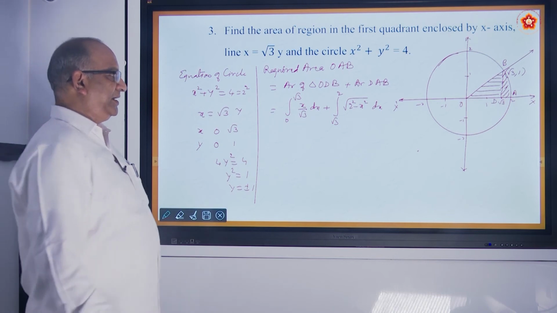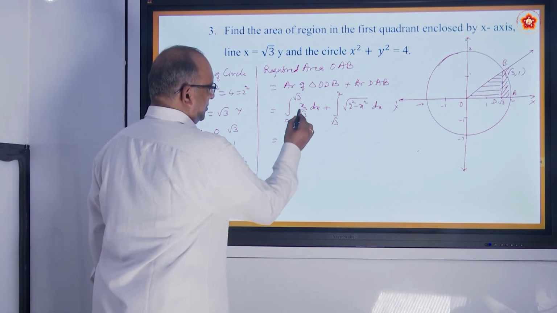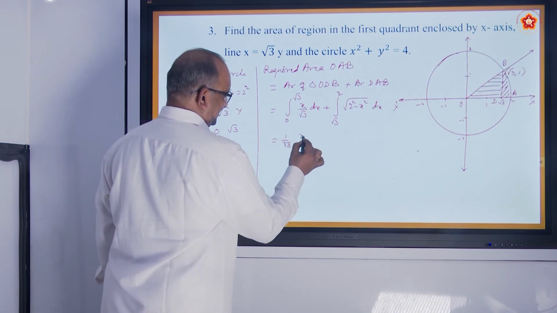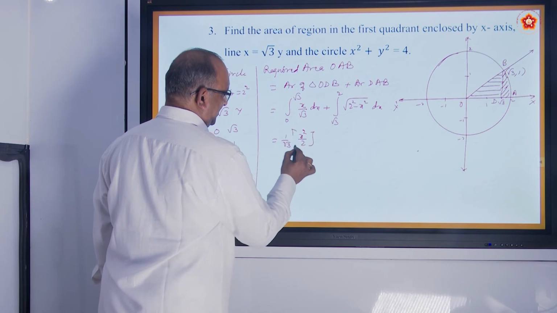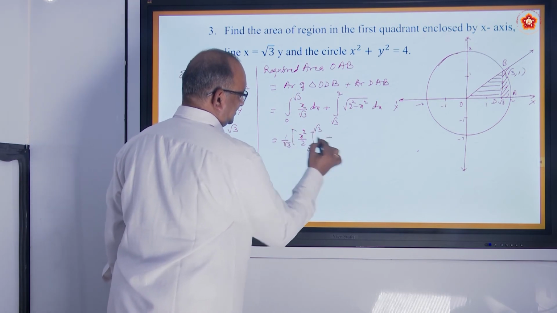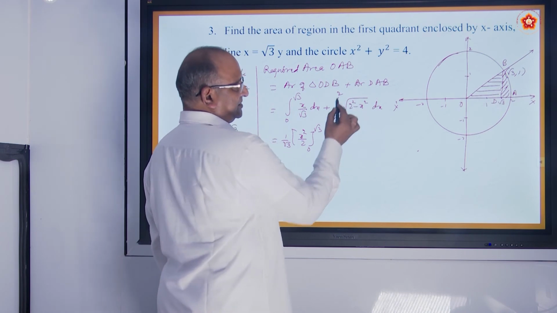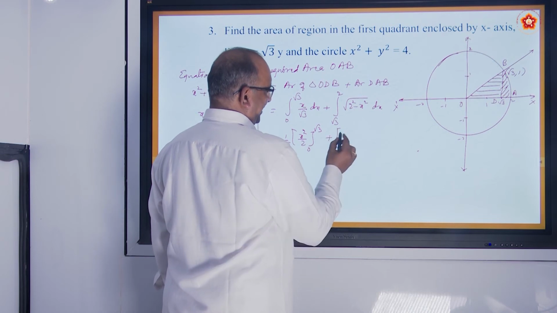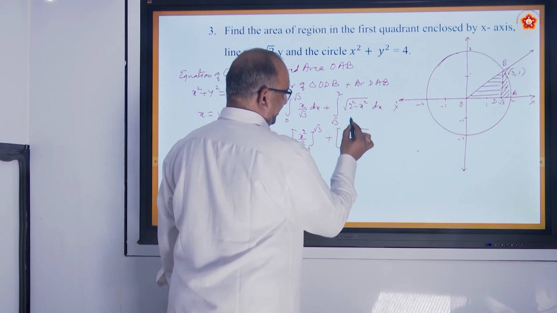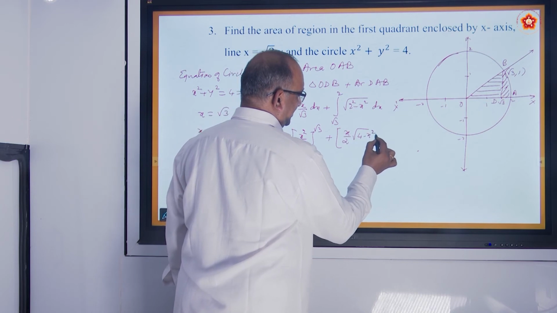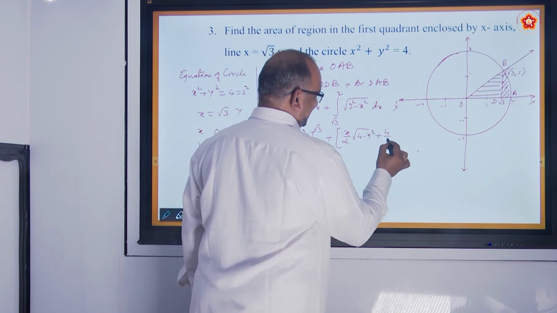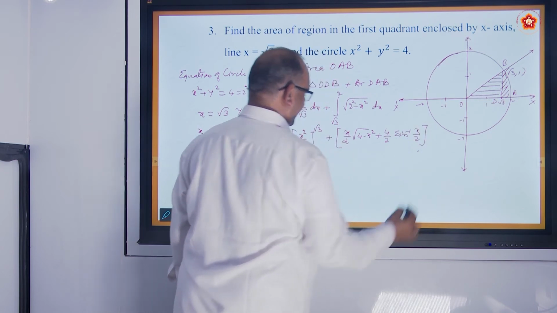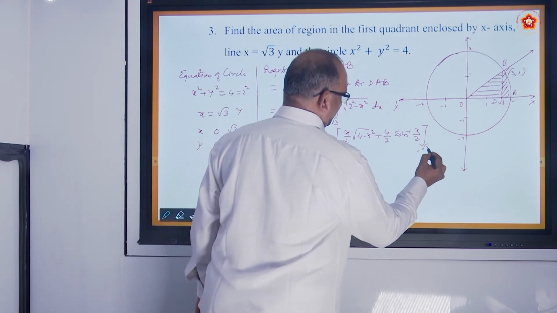So calculate the area now. So this will become 1 by root 3 outside. Integration of x is x square by 2 between 0 and root 3 plus, again as I mentioned, this particular formula we will be using frequently. So what is the formula? X by 2 under root of a square minus x square plus a square by 2 sine inverse x by a. What are the limits? Root 3 to 2.